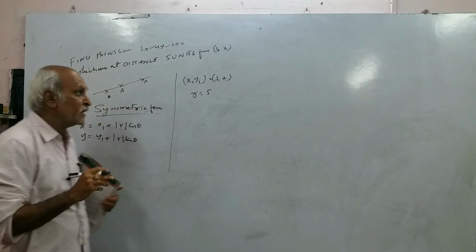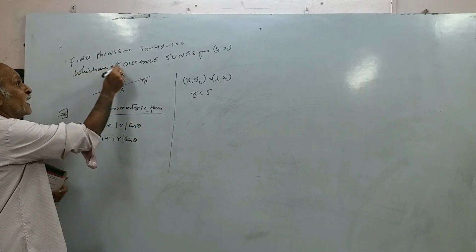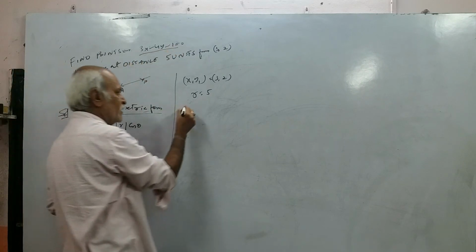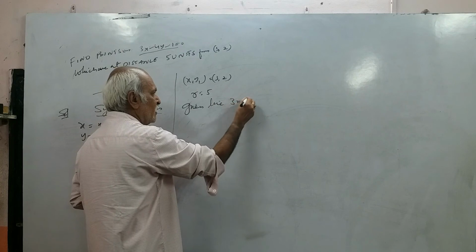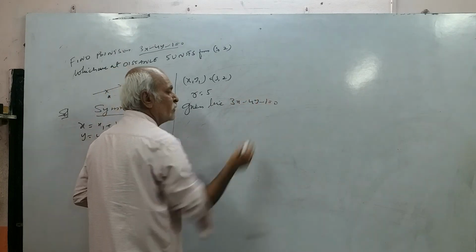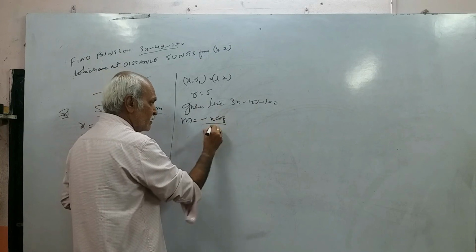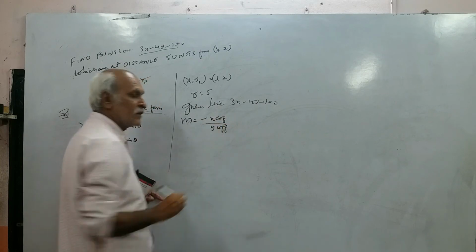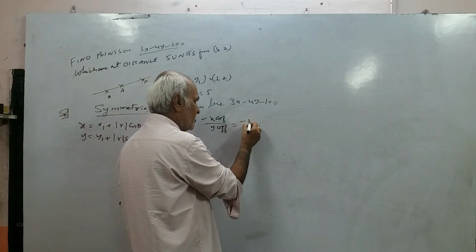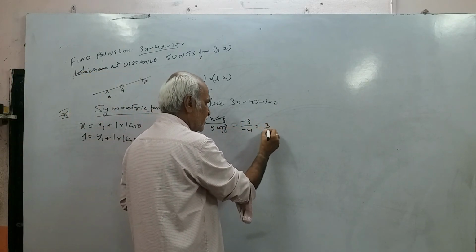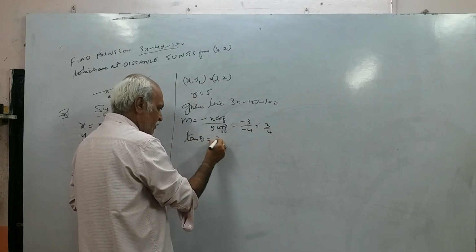Right. Now has he given the angle? He has not given the angle, but what has he given? The line equation is given: 3x minus 4y minus 1 is equal to 0. Slope of the line is minus x coefficient by y coefficient. What is the slope of the line? Minus x coefficient by y coefficient. This is very, very important. Minus 3 by minus 4, that is 3 by 4. We know slope is tan theta, which is 3 by 4.